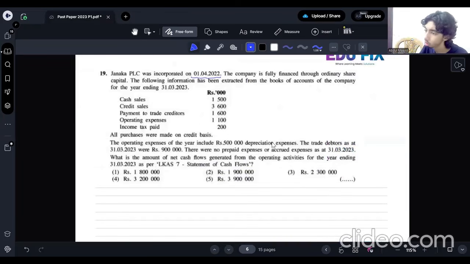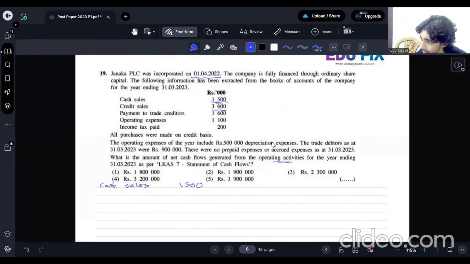Then now they are asking what is the amount of net cash flow generated from operating activity. So the cash sale amount we will take under operating activity, right? Cash sales is the operating inflow. Cash sales 1,500. Credit sale is given as 3,600. We are not taking credit sale. We have to get the cash received from debtor.